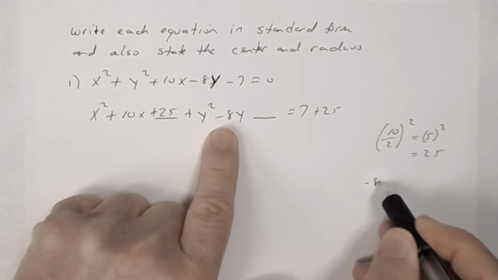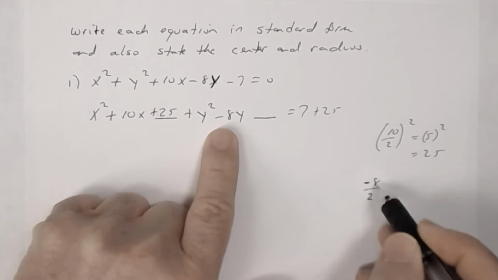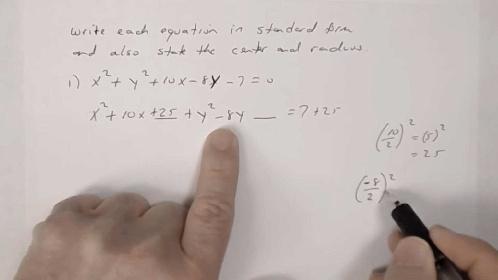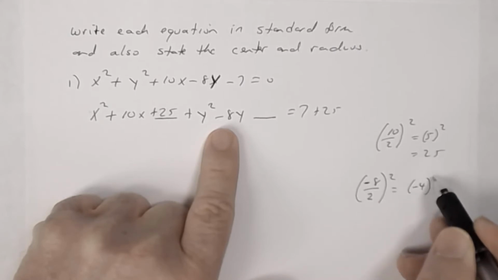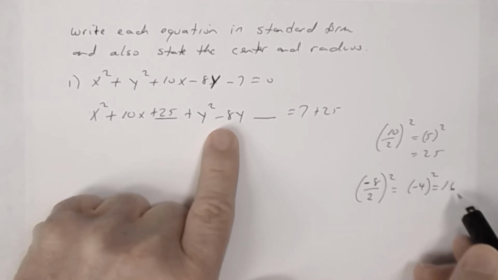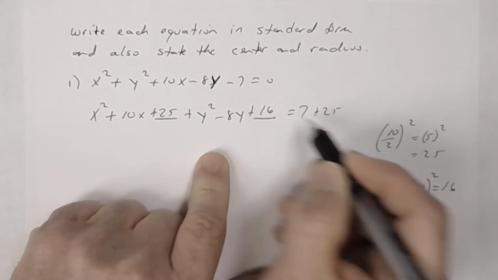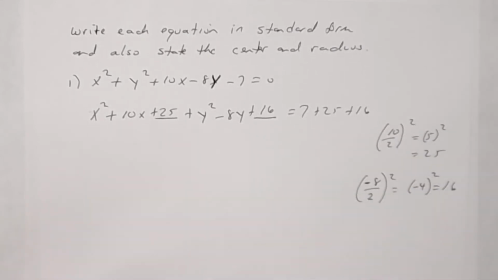So we got to say negative 8. And then I have to divide by 2, and whatever that is, I'm going to square it, right? And so let's simplify this. Negative 8 divided by 2 is a negative 4. Negative 4 squared is a positive 16. So I'm going to add 16 to both sides.